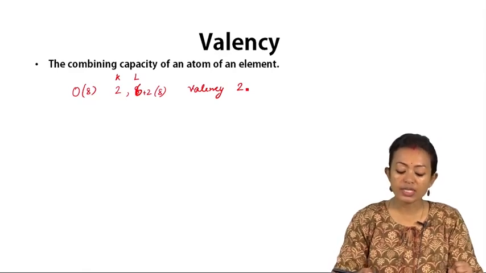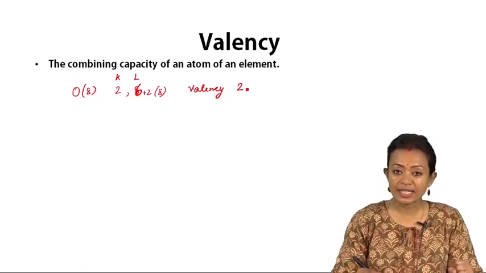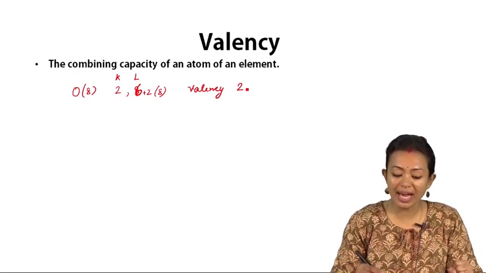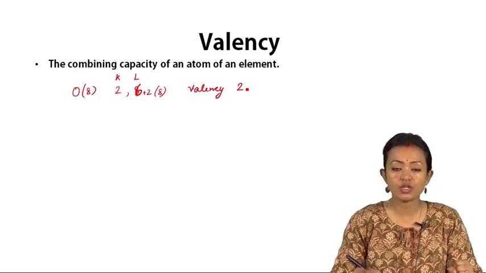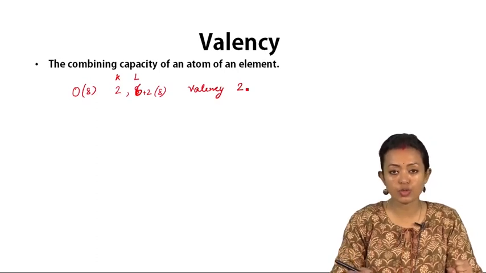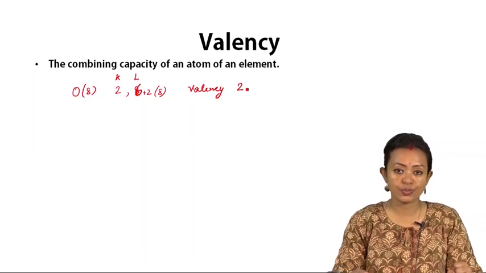Why? Because 2 electrons need to be added in the outermost orbit to make a total of 8 electrons in the outermost orbit. And because 2 electrons are taken up, the valency is 2.